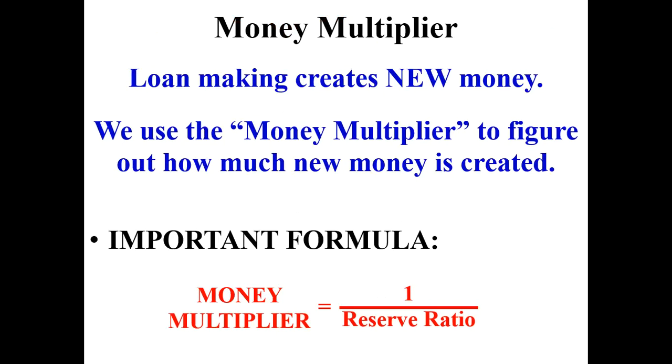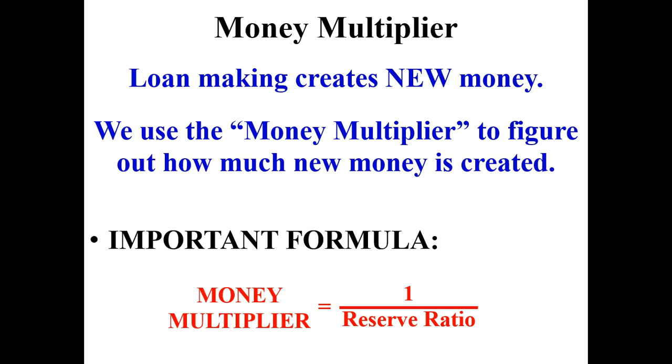When banks lend out money, it creates new money, right? Fractional reserve banking will create new money in the economy. That's the most important reason why we talk about fractional reserve banking, because loan making has a huge effect on the overall economy because it creates new money. It can increase the money supply. So, how much does loan making increase the money supply? Well, it depends on the money multiplier.